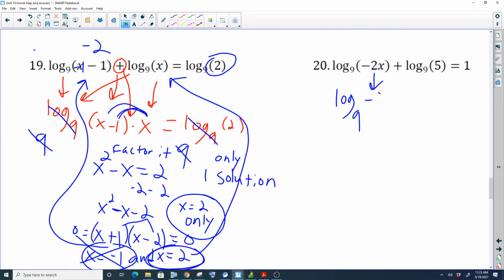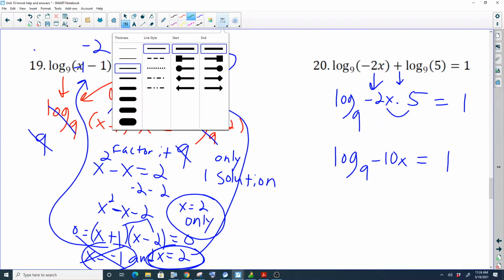So log base 9, we have negative 2x. Addition becomes times, and then bring down your 5, and then equals 1. We're just condensing the left side. So then we get log base 9, negative 2x times 5 is a negative 10x, equals 1. Now how do we get rid of that log base 9?